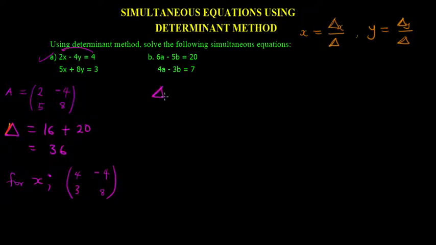So the determinant of the part of x will be equal to, we do this one, 4 multiplied by 8, that is going to give us 32. Then minus, we multiply this diagonal as well, that's going to give us minus 12. So it then turns to plus 12. So closing this gives us 44. So the determinant of the part of x is equal to 44.